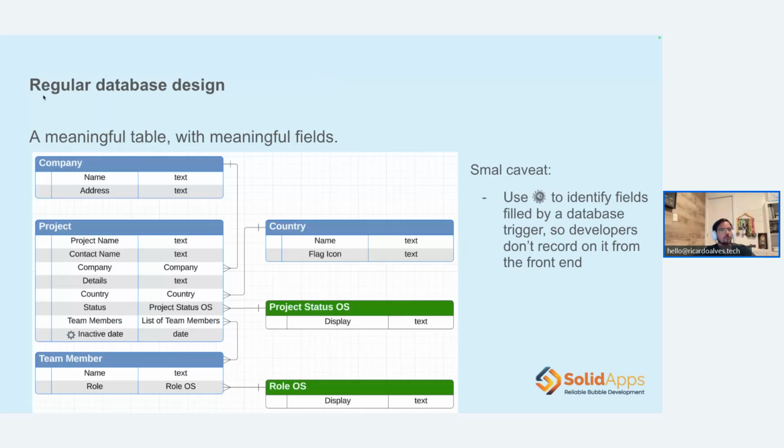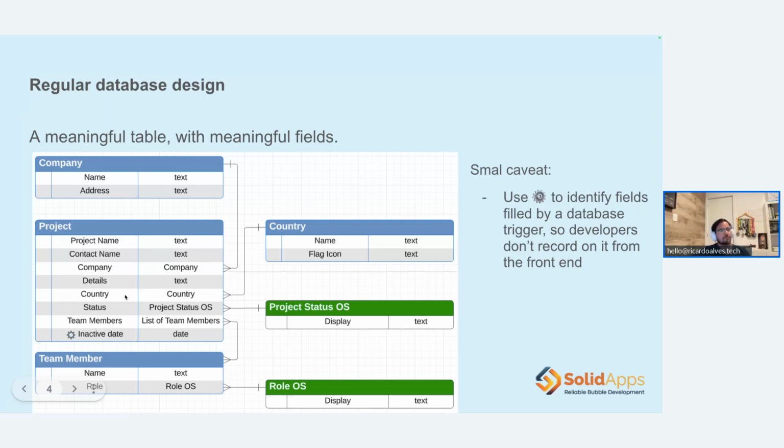When we talk about regular database design, usually we have meaningful tables with meaningful fields. This is a sample of how we can design a database to model projects. If you want to store data about a project, we may have a project table with project name, main contact name, and the company. For the company, usually we have another table with the name, address, and other data of the company.